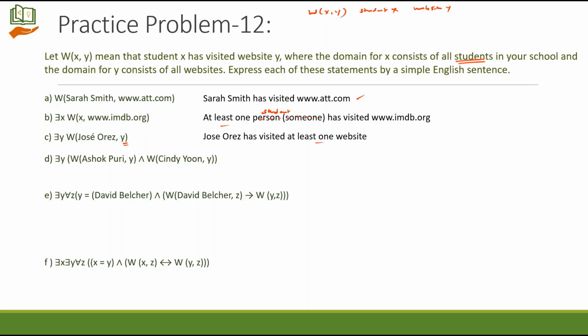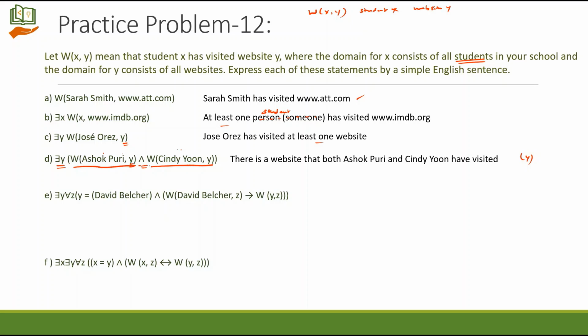Now let's get into D. We have two statements here. W of one person and W of another person. So we can say Ashok Puri has visited some website and Cindy Yoon has visited some website. Why have they used conjunction here? It is to say there is a single website which both of them have visited. This is the meaning you have to take. There is a website that both Ashok and Cindy have visited. So that website is nothing but Y. That's why they have specified Y here along with conjunction operation.